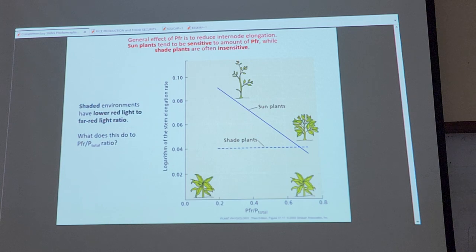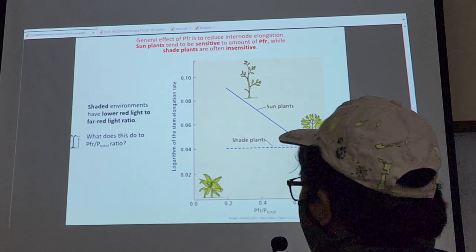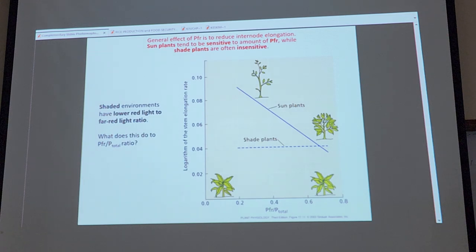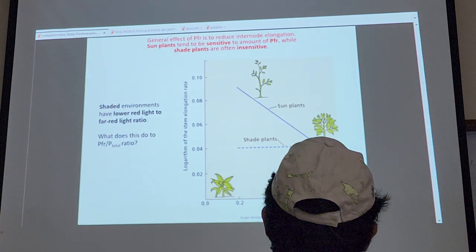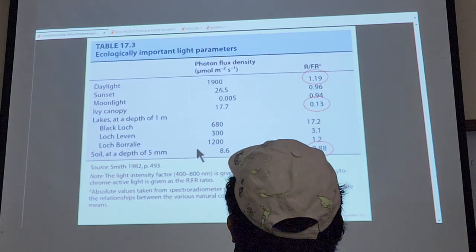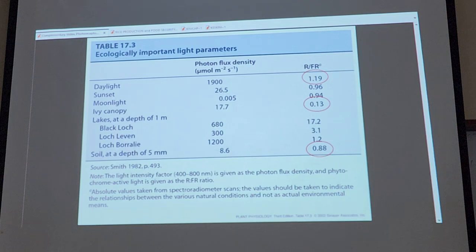Let's talk very briefly about the ratio of the phyto PFR. So shaded environment have lower red light. In the understory of the forest, dim light, you have less red, you have more far red, okay? So when you have this, you will create the plants accordingly. Some plants are called the sun plant, some are called the shade plants. How do they know to decide, oh, now I want to become the sun plant or shade plant? Because of this PFR ratio to the total phytochrome ratio, right? So this will be translated to the stem elongation as well.